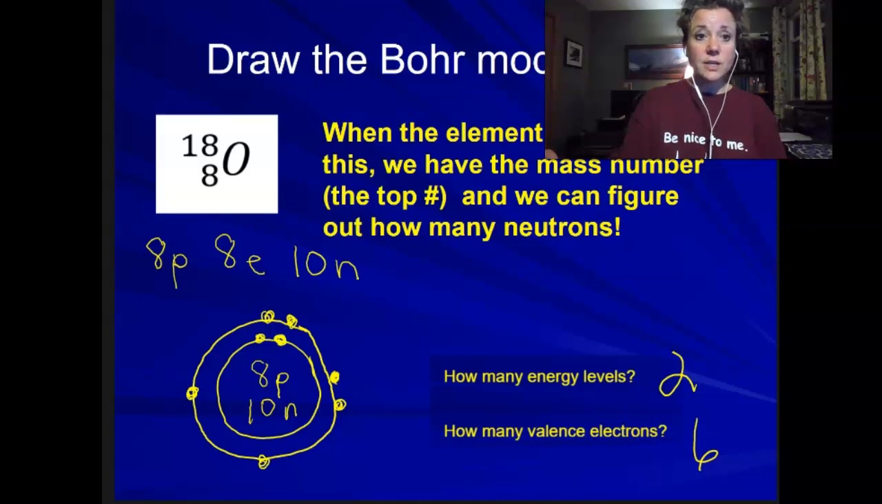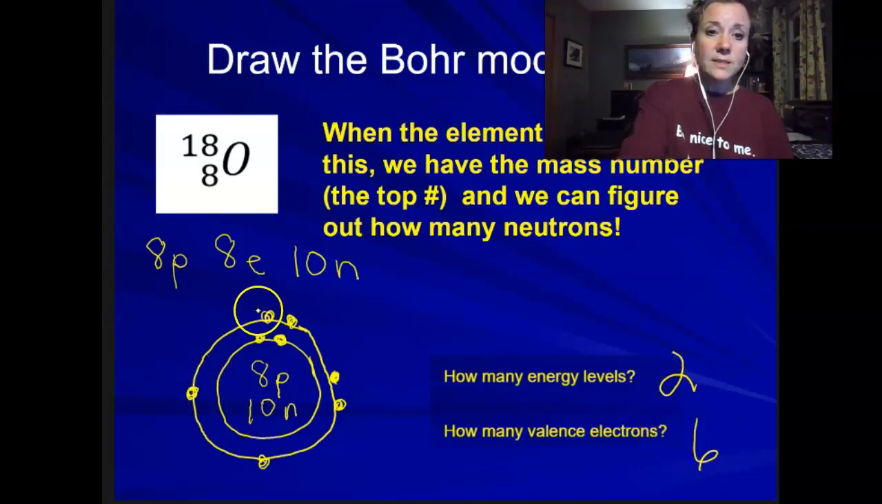So for oxygen 18, we have 8 protons, 8 electrons, and 10 neutrons. So put your 8 protons and your 10 neutrons in the center of the atom and draw your first ring. 2 electrons in that ring, and then after you draw those first 2 electrons, 8 minus 2 is 6, which means that you have 6 more to place, and they are going to go in that second ring. How many energy levels do I have? Just 2, because I've got 2 circles around that nucleus. And then how many valence electrons do I have? Well, I have 6 dots in my outermost shell, so I have 6.